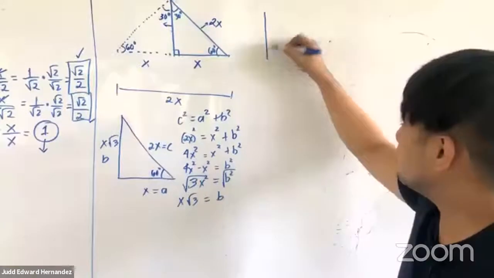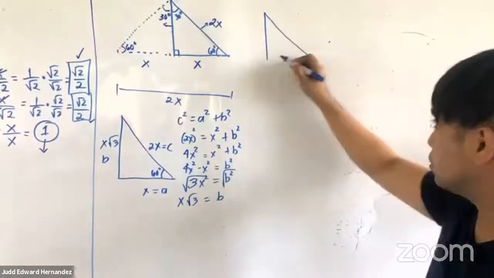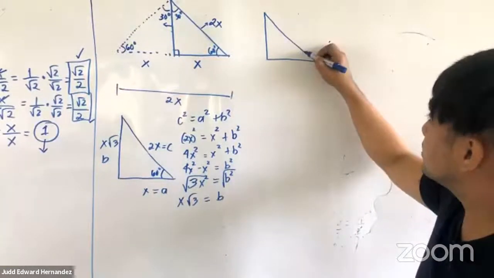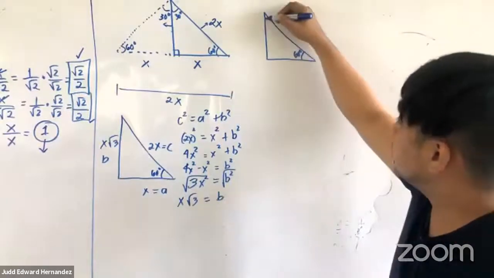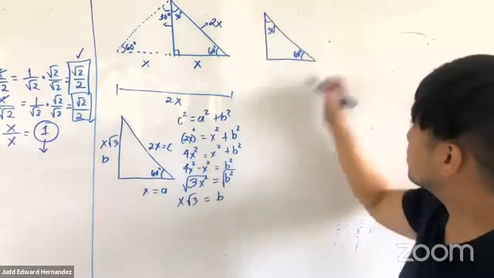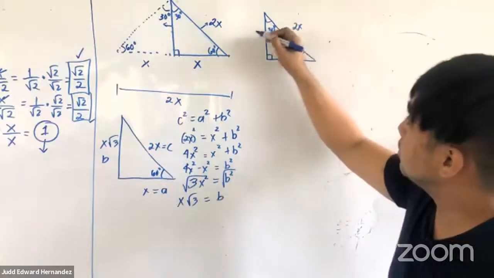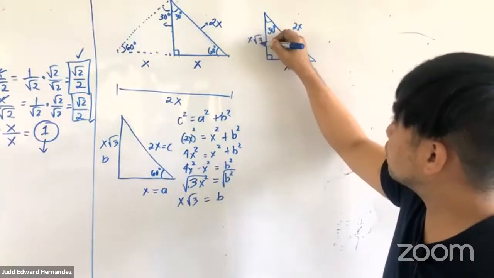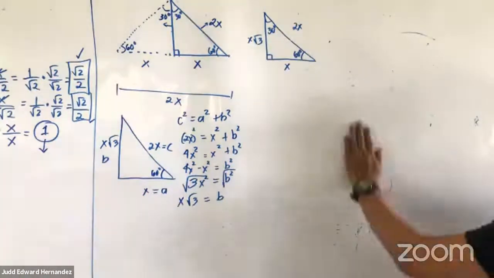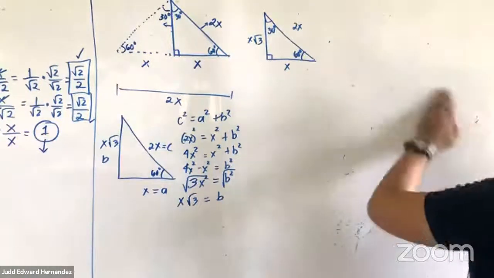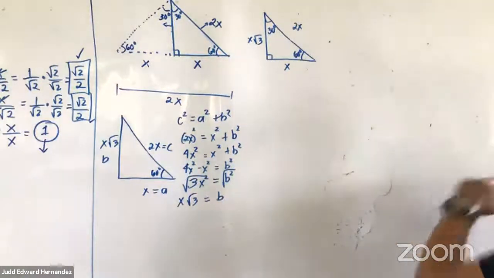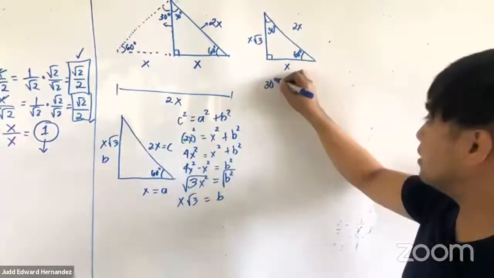So, graph ko na po ulit or draw ko na ulit yung triangle natin. This is 60 degrees. This is 30 degrees. This is 90. This is x. This is 2x. This is x square root of 3. Okay. Balik po tayo ngayon. Mag-start po tayo kay 30 degrees.